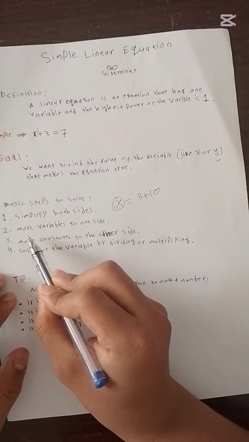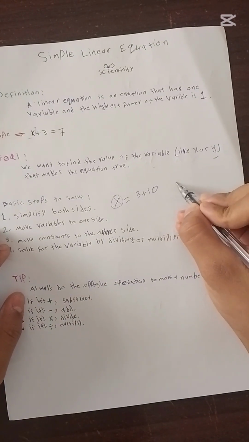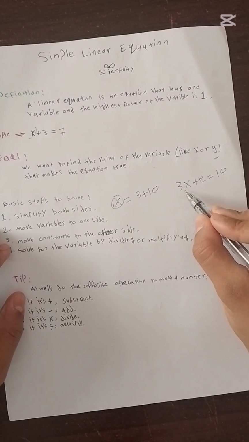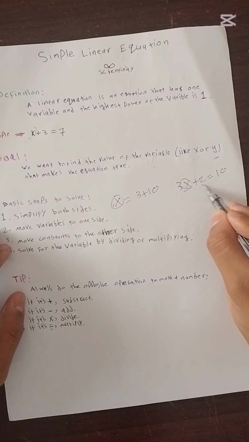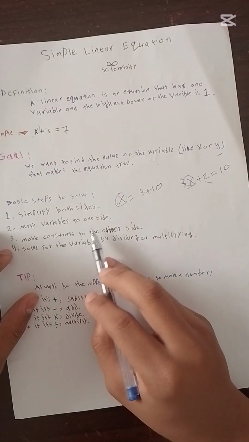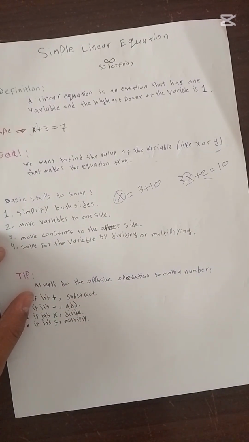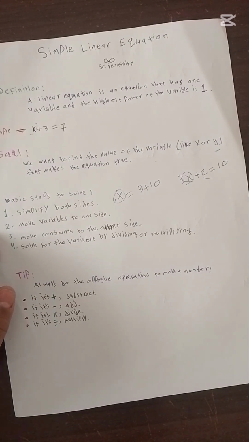The only time we simplify is if you see, for example, 3x plus 2 equals 10. So we have to isolate the x and move the constants to the other side. Two, move the variables to one side, as I mentioned. Three, move the constants to the other side. Four, solve for the variable by dividing or multiplying. We will see this in the next examples.